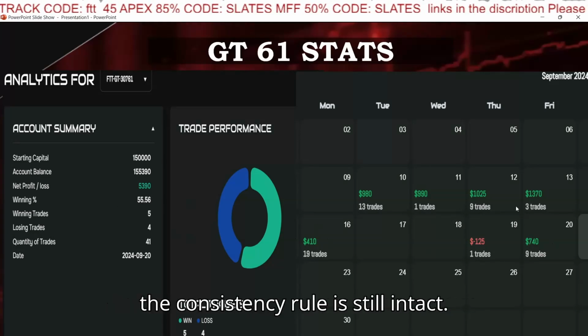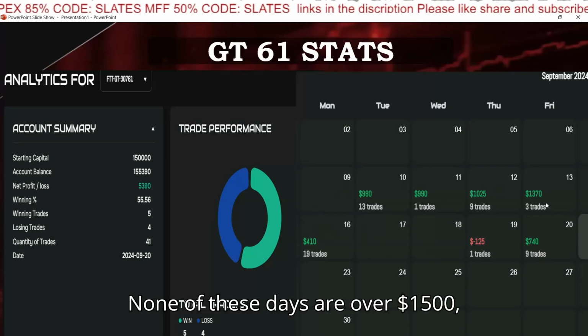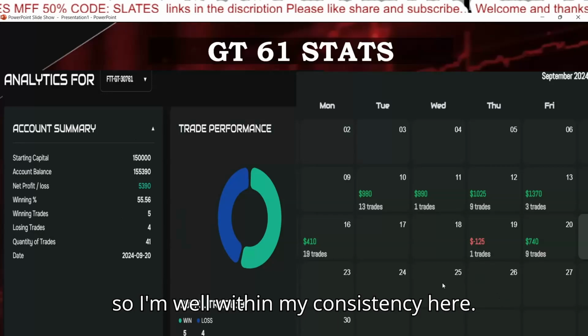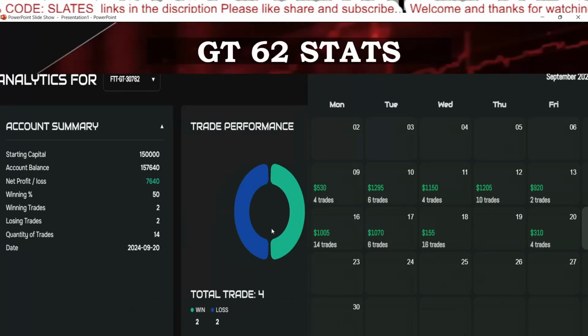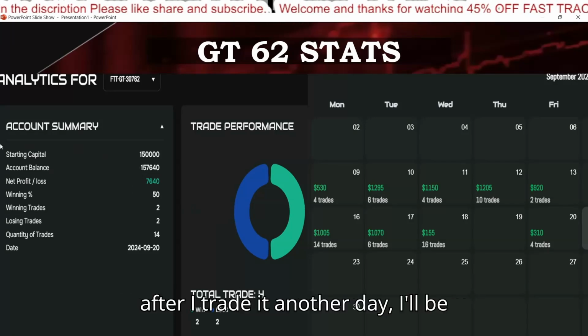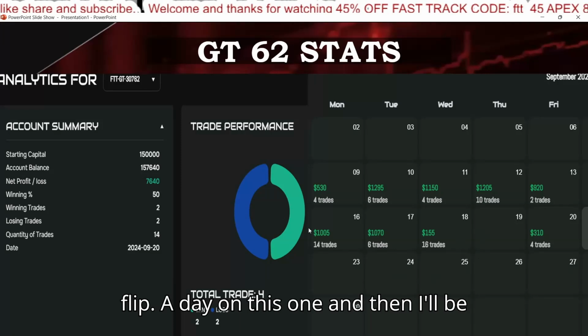But as you can see here, guys, the consistency rule is still intact. None of these days are over $1,500, so I'm well within my consistency here. Now, this is my other account. After I trade it another day, all I need to do is really flip a day on this one, and then I'll be able to request a payout on it.